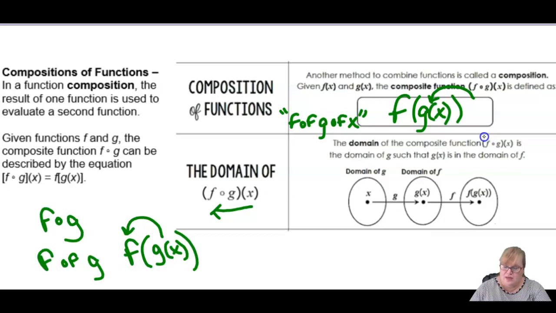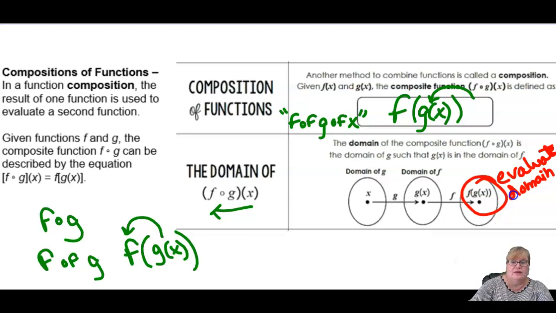Okay? Now, the domain sounds all complicated, but most of the time you just look at your final answer. The domain of the composite f of g is the domain of g such that g is in the domain of f. Just look at this final answer and evaluate the domain here, after you've stuck one into the other. We're just going to go with that.